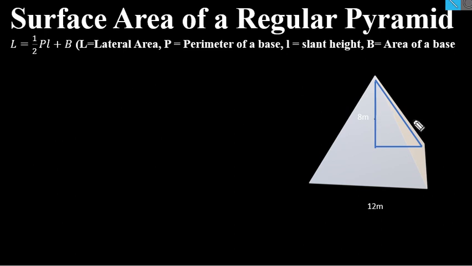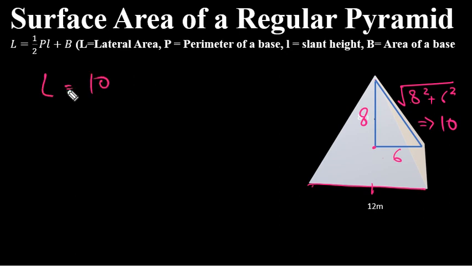In this one, first we need to find the slant height. This is making a triangle shape, and in this triangle, the total length is 12, and this is at the center, in the middle. So half will be 6. This is 8. Now using the Pythagorean theorem, you can find the slant height. 8 squared plus 6 squared gives you 10 squared, so your slant height is 10 meters.